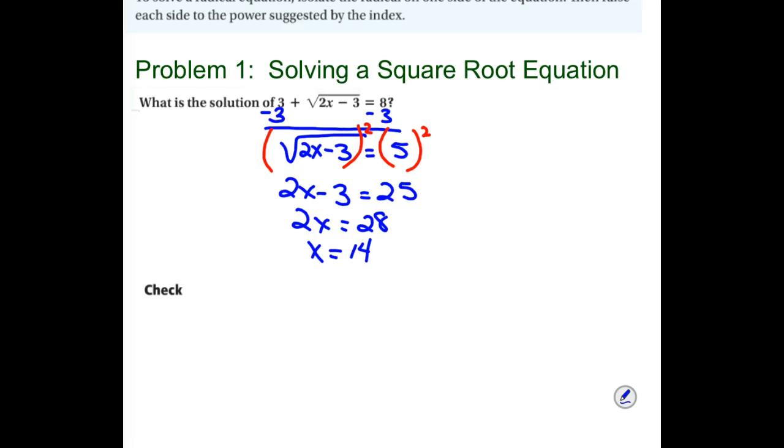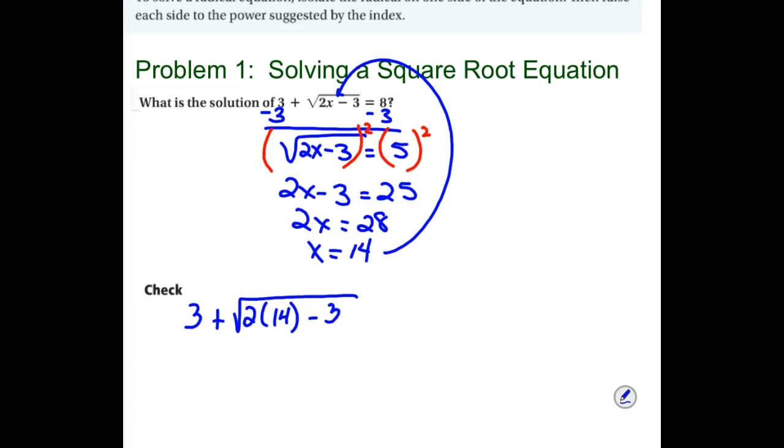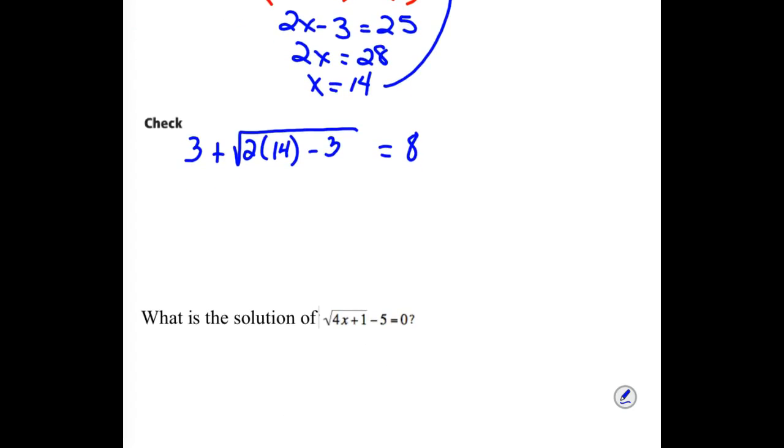Because of those extraneous solutions that are possible, we always want to check our answer. We check it by plugging it back into the original equation wherever there's an x. So my check would look like this. Inside, 2 times 14 is 28. 28 minus 3 is 25. Square root of 25 is 5. So, does it work? Yes.